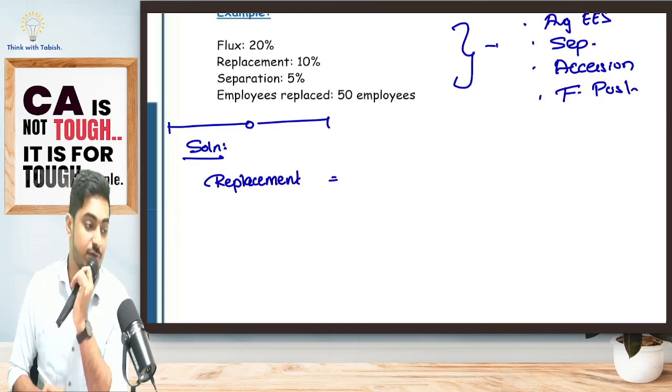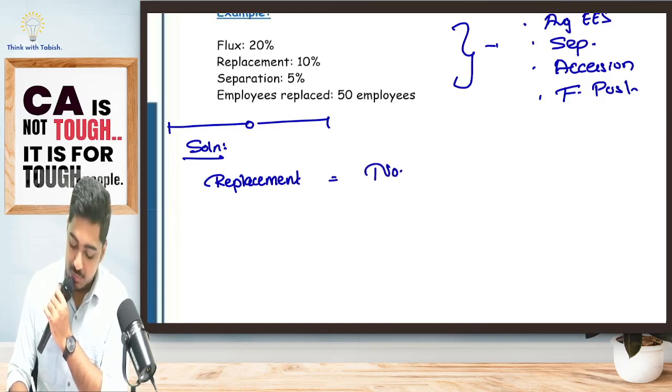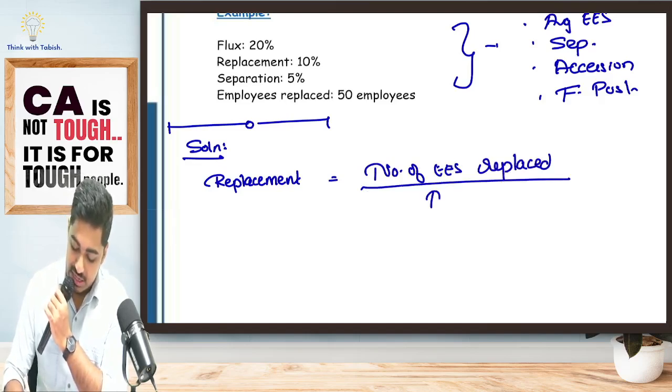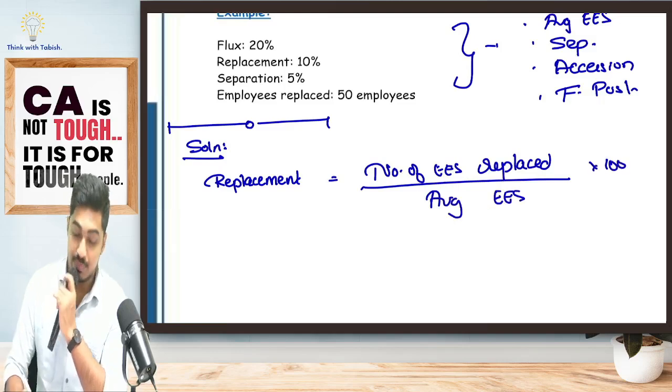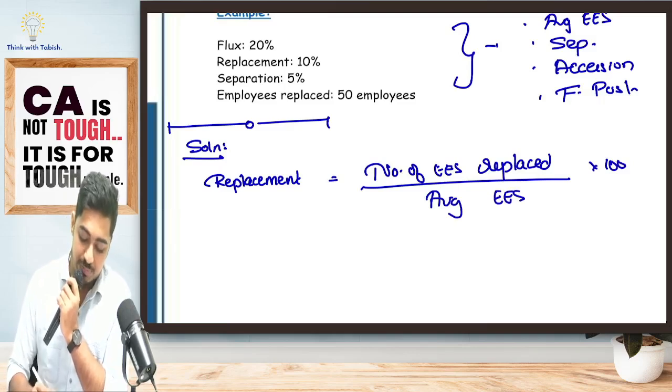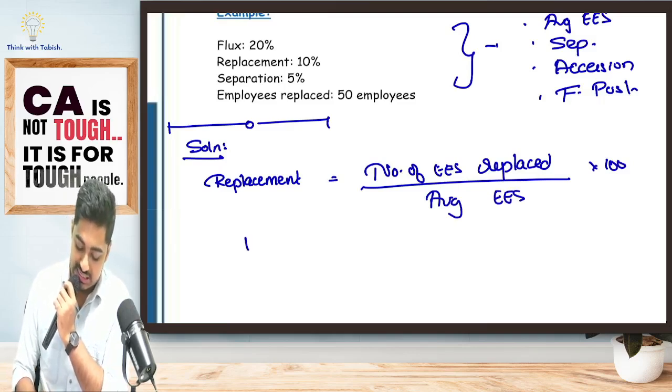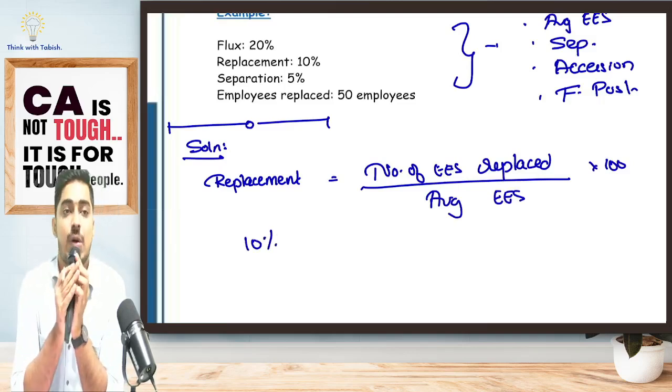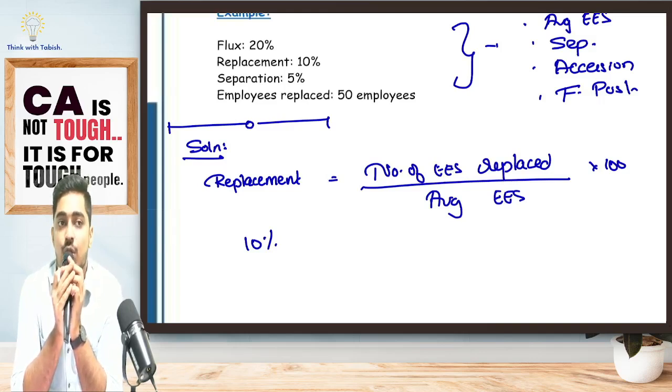Yes, what is going to be the formula? It is going to be number of employees replaced divided by average number of employees into 100. Yes or no, everyone? Perfect. Now understand what is my replacement method percentage. It is 10 percent. Now understand one very simple point wherein yes, you may go wrong.